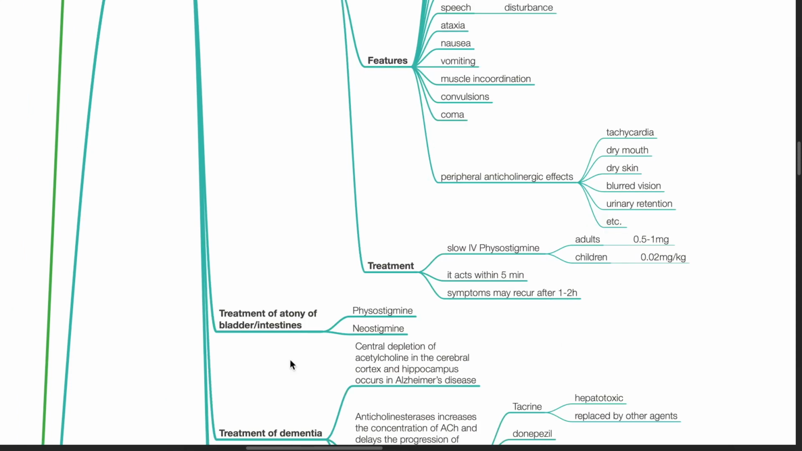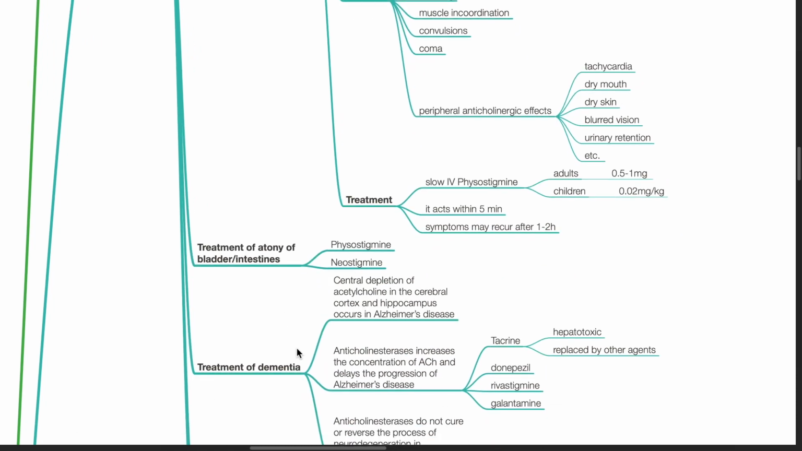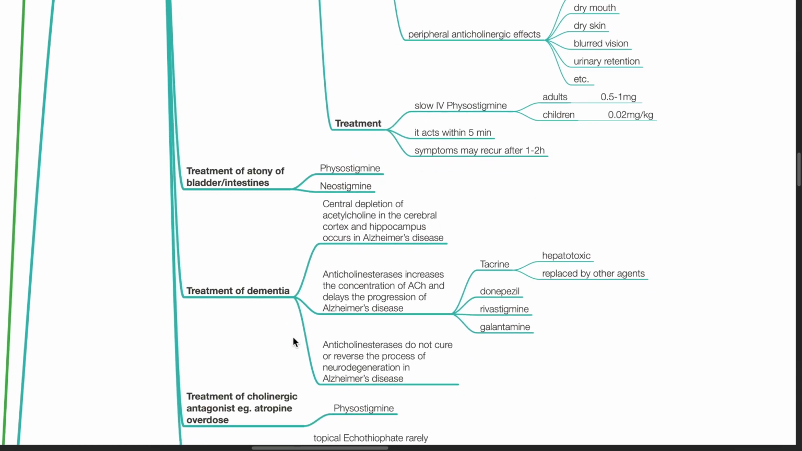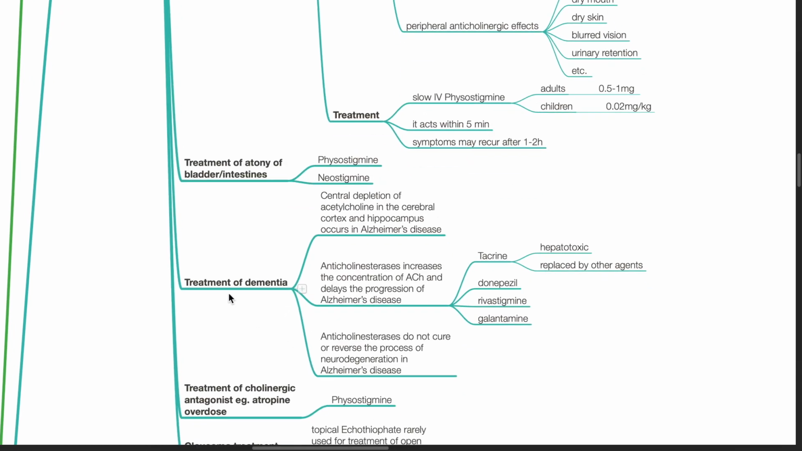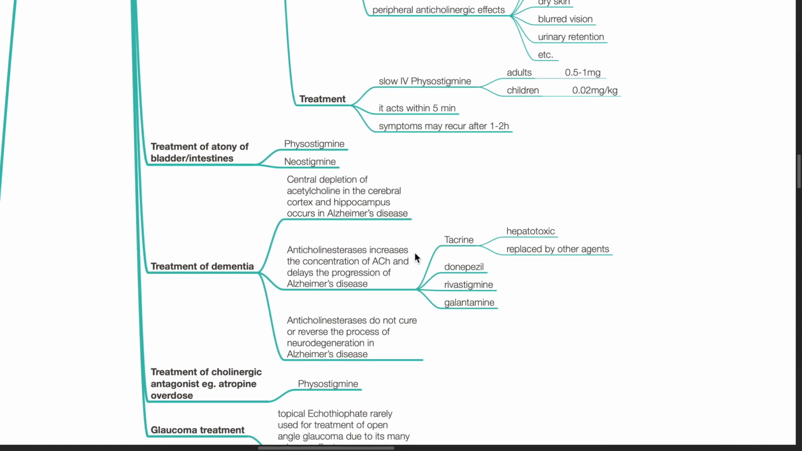Anticholinesterases are also used to treat atony of the bladder and intestines. Examples include physostigmine and neostigmine. They are also used to treat dementia. Central depletion of acetylcholine in the cerebral cortex and hippocampus occurs in Alzheimer's disease. Anticholinesterases increase the concentration of acetylcholine and delay the progression of Alzheimer's disease.